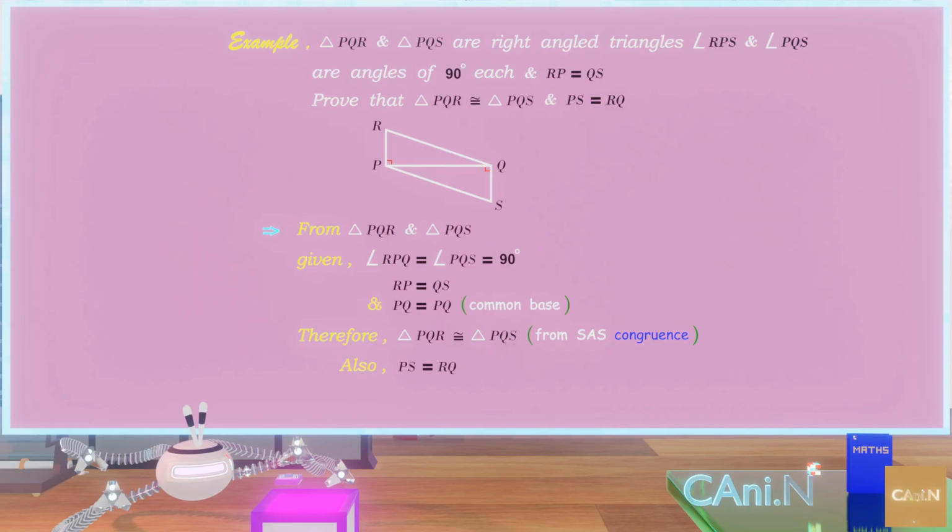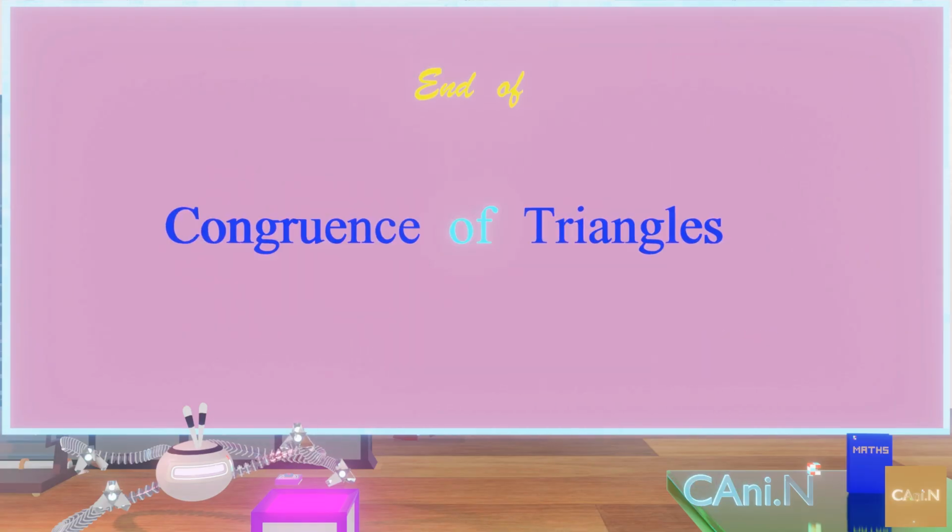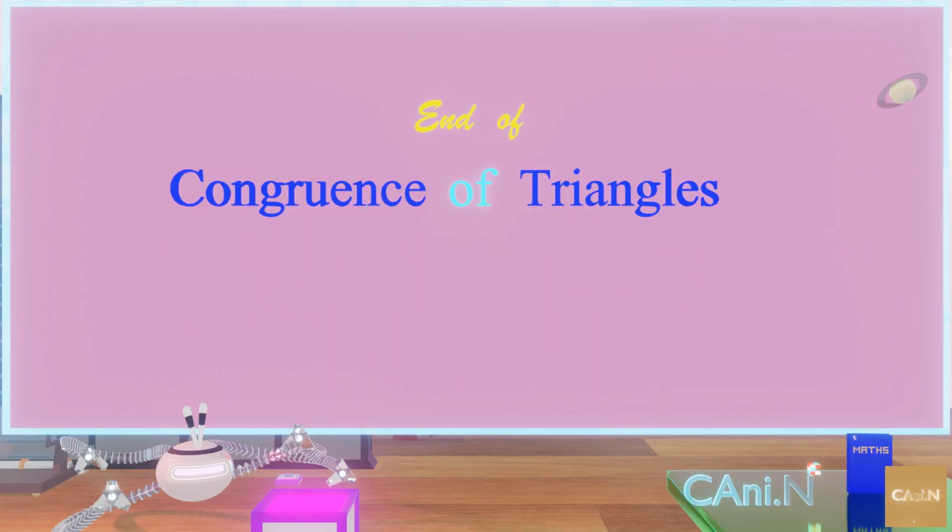Also, PS equals RQ. Reason: corresponding parts of congruent triangles. This ends our topic on congruence of triangles.